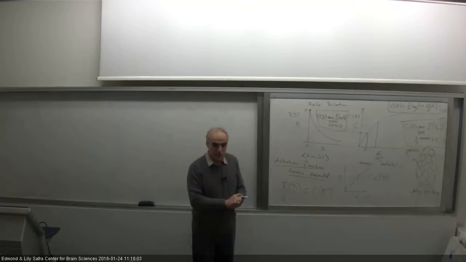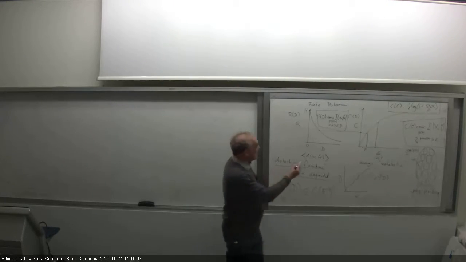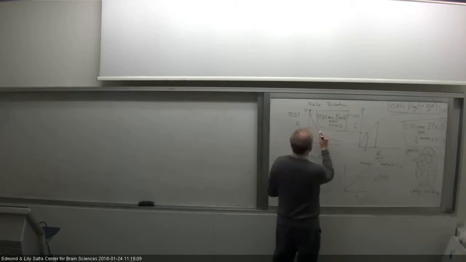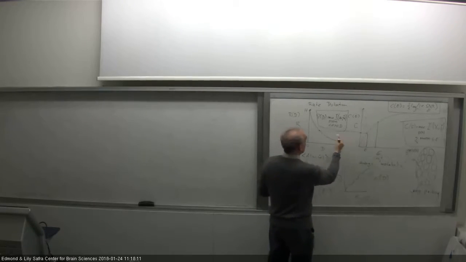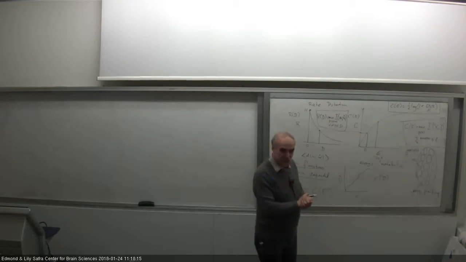If this is not obeyed, then I cannot communicate without errors. Okay, so the best that I can do, if this is your budget, this is the minimal rate, the maximum rate that you can buy, which means that this is the minimal distortion you're going to suffer. Okay, so that's how these two things work together.